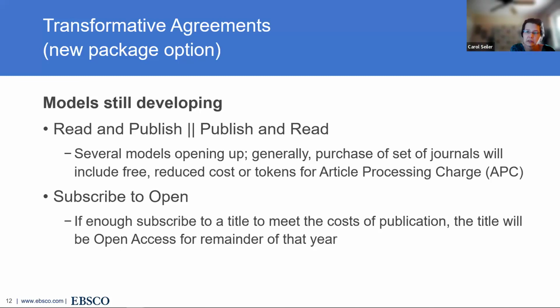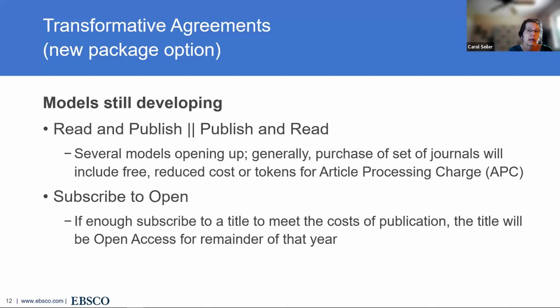They will charge an article processing charge that the author will pay, or sometimes the library will pay, or the department will pay to the publisher to make that article free. So with read and publish and read, you're going to get a package of titles that you pay for. And because you're paying for those titles, they're going to give you free, reduced cost, or tokens that you can hand out to your authors on campus, to your faculty, or to your professors. And they can use that token or reduced cost or free to publish their article. Okay, so that's read and publish.